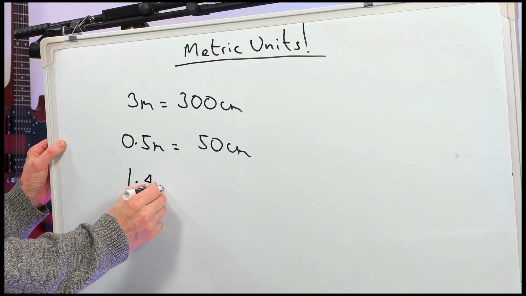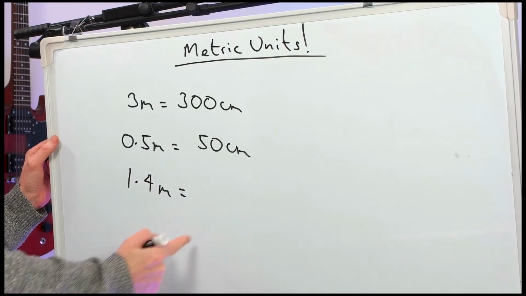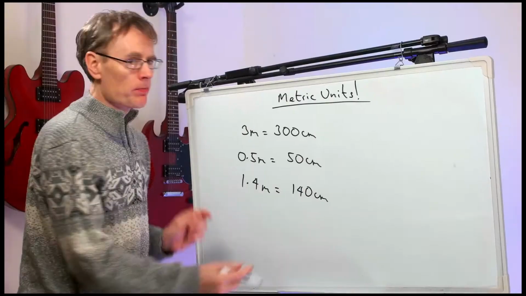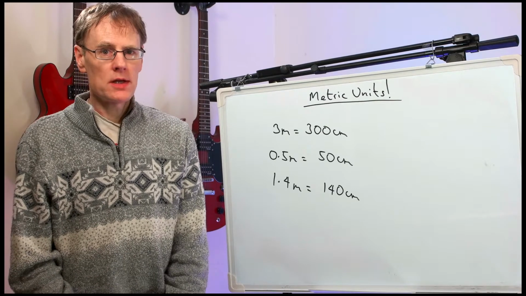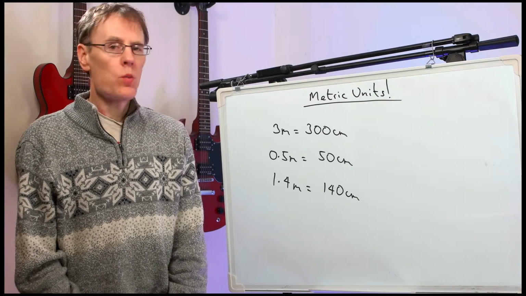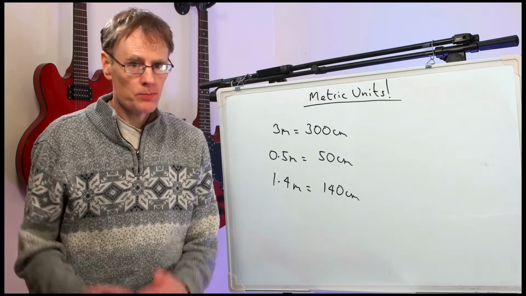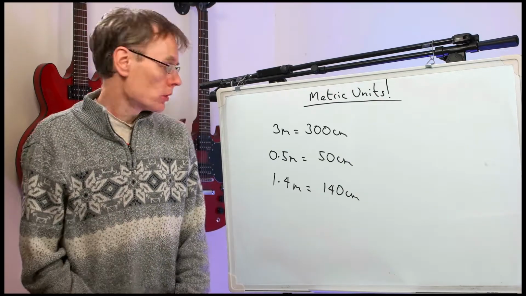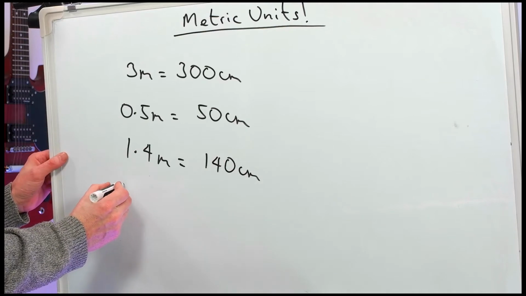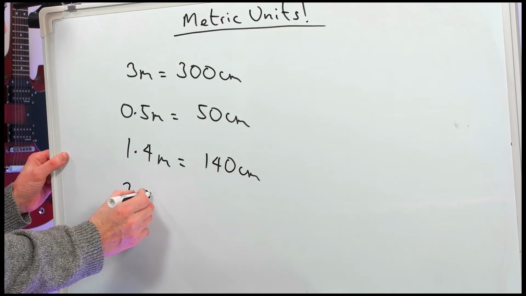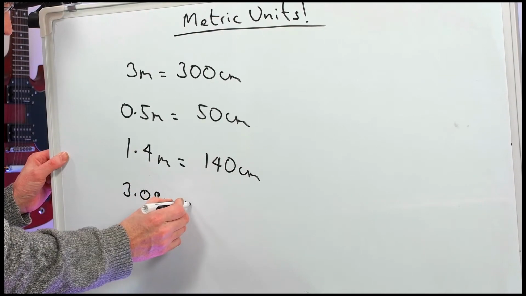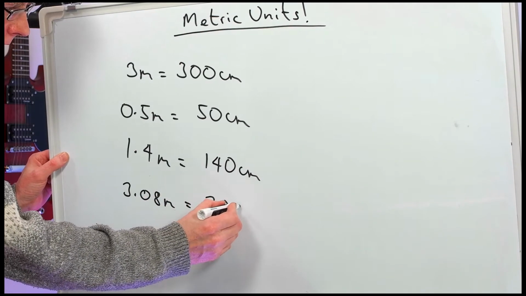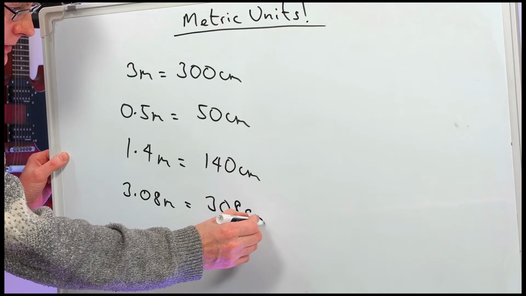1.4 metres is going to be, times 100, 140 centimetres. I'm about 183 centimetres tall. That's 1.83 metres, about 6 foot tall. You might be about 1.5 metres tall. Let's go for 3.08 metres. Again, multiply by 100, we get 308 centimetres.